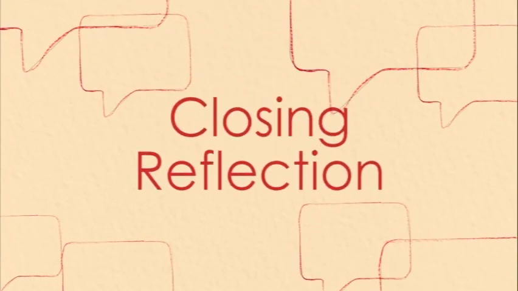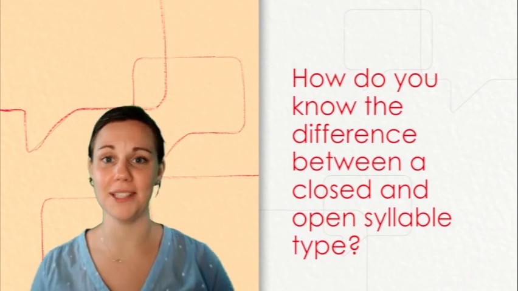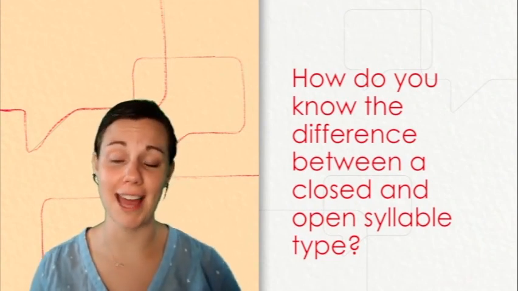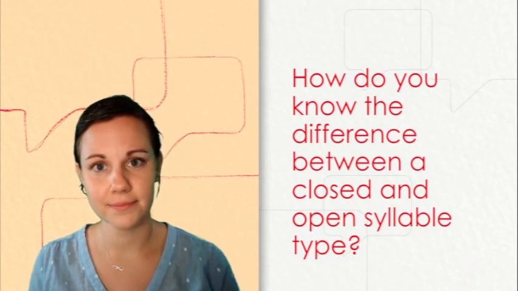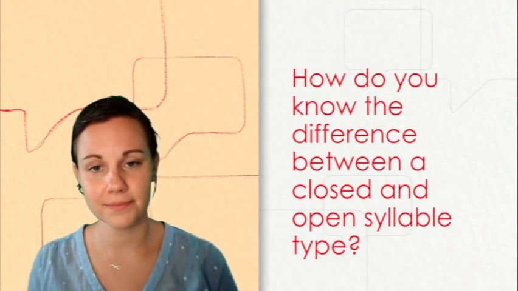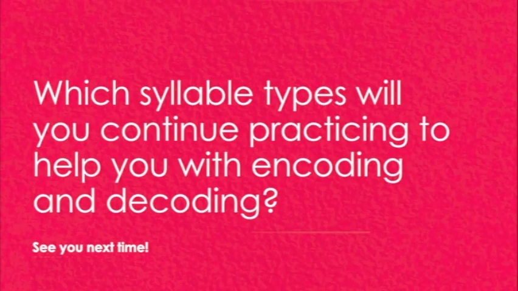Closing reflection. How do you know the difference between a closed and open syllable type? Which syllable types will you continue practicing to help you with encoding and decoding? That means spelling and reading.